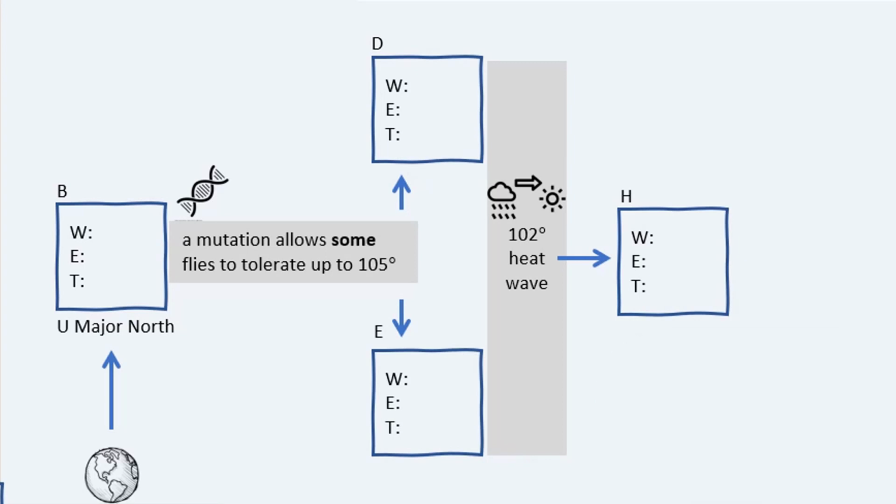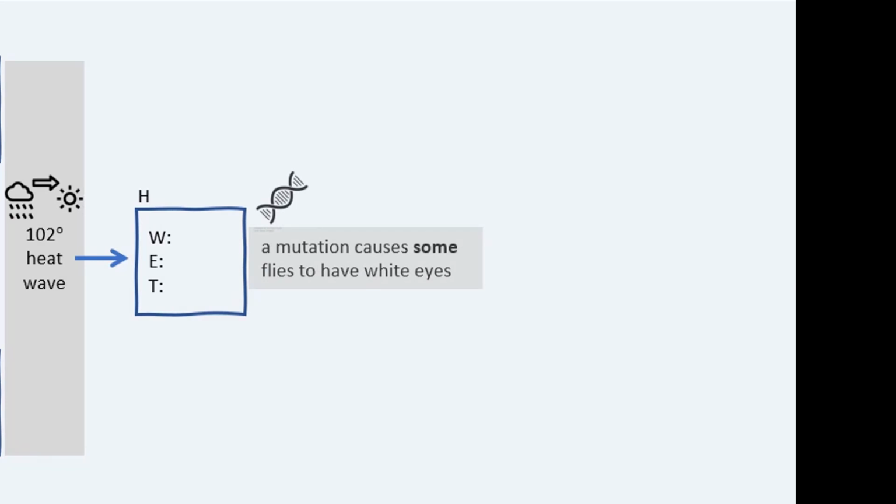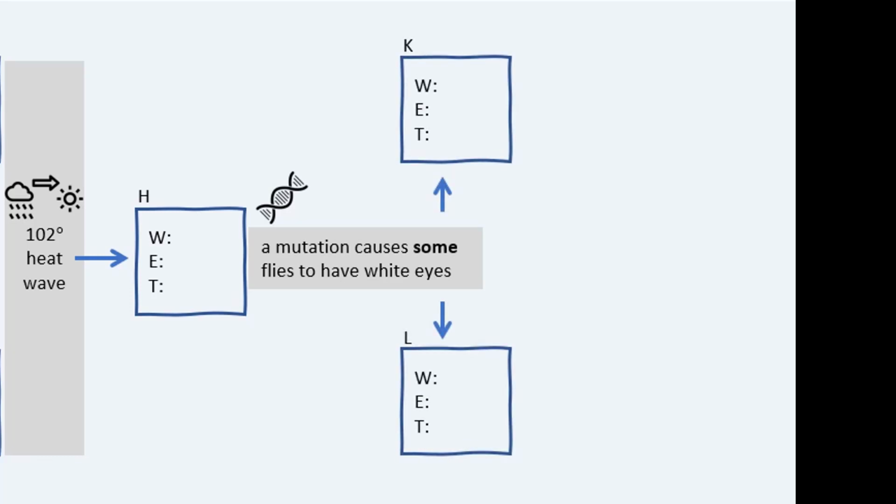The next event affects population H. A mutation causes some flies to have white eyes. This splits the population into two new ones, K and L. Pause the video here and fill in the traits for these new populations. The population that looks the same as before will be K, and the population with a new trait will be L.